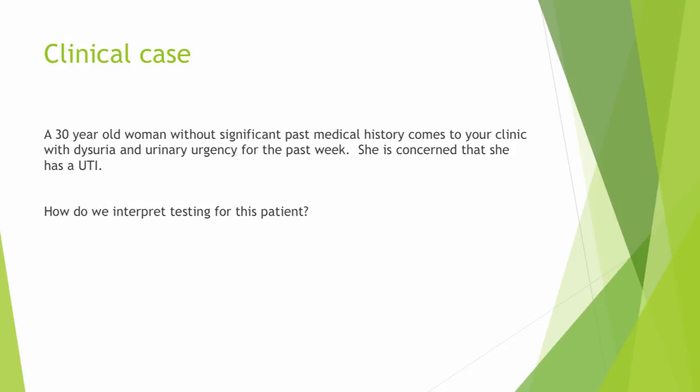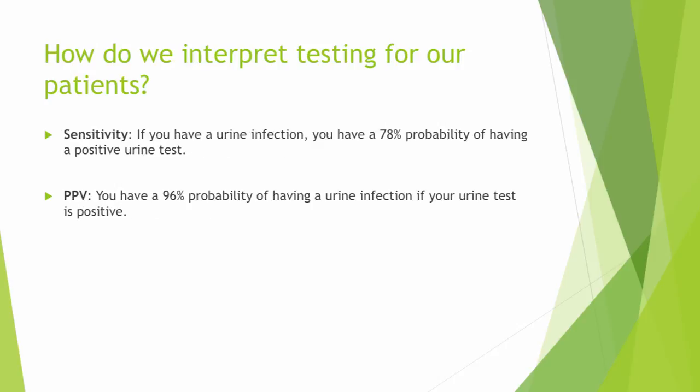All right, let's answer our second question from our clinical case. How do we interpret testing for this patient? Generally, when we're discussing statistics with our patients, sensitivity and positive predictive value are the most intuitive to understand, and it's important to think about how to explain these statistics to our patients in plain English. For example, if we're talking about sensitivity, you might say, if you have a urine infection, you have a 78% probability of having a positive urine test. Or for positive predictive value, you have a 96% probability of having a urine infection if your urine test is positive. And we're going to go through some cases and examples of this when we're in class together.